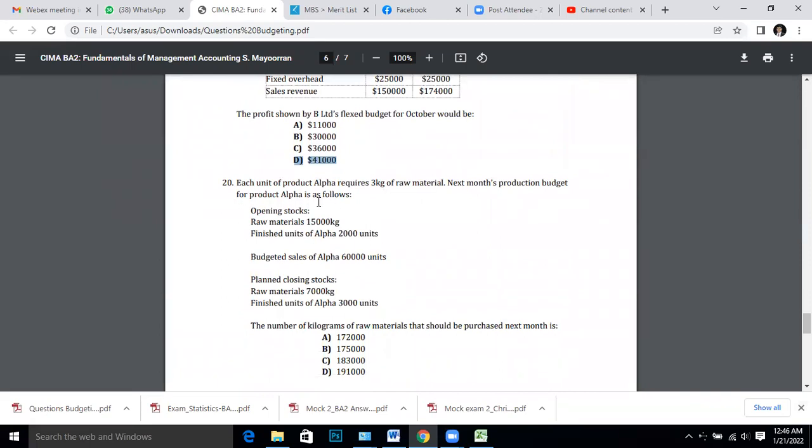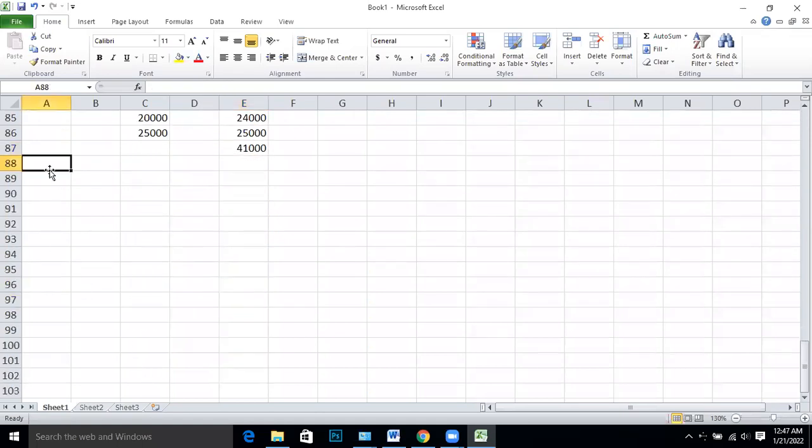20th one. Each unit of product alpha requires 3 kg of raw material. Next month's production budget for product alpha is as follows. Number of kilograms of raw materials that should be purchased. 60,000 is the sales. So first we have to prepare the production budget. 60,000 sales.